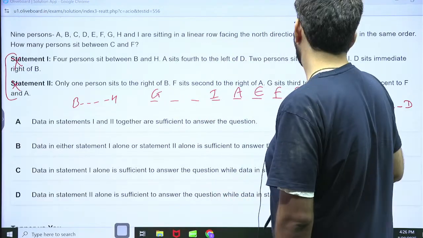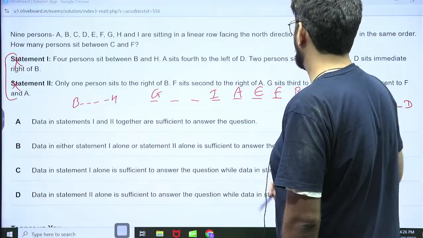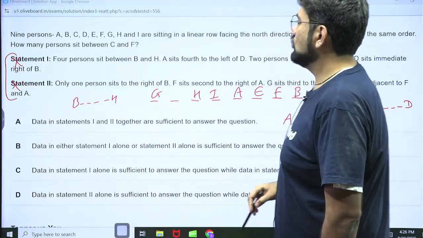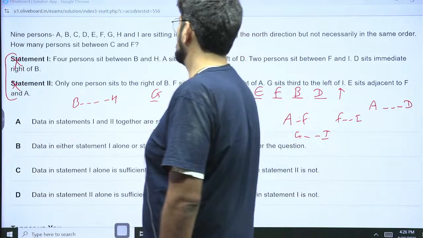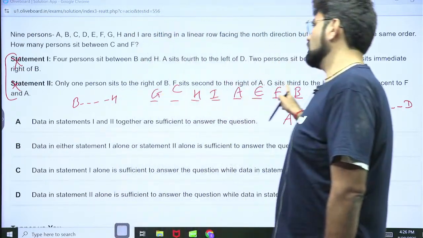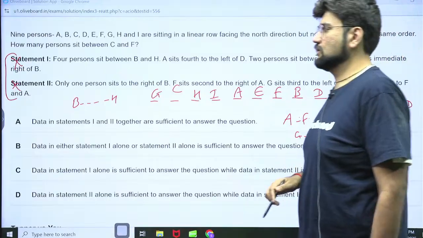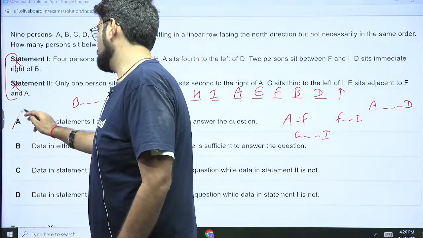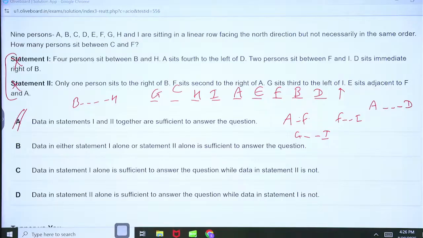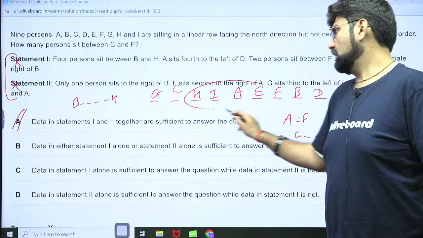Okay. And who else is left? B has 4 people with H. So 1, 2, 3, 4. H is here. And who's left now? We are left with C. Now you didn't have to set this up. You just had to understand whether you can set this arrangement or not. So data and both together are sufficient to answer my question. How many persons sit between C and F? The answer is 4.